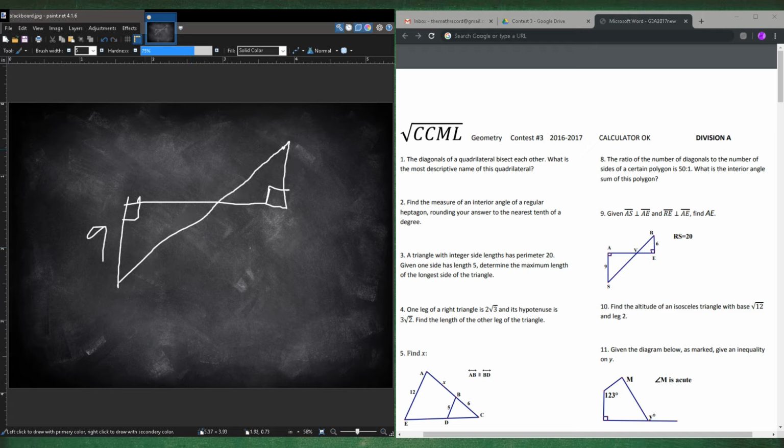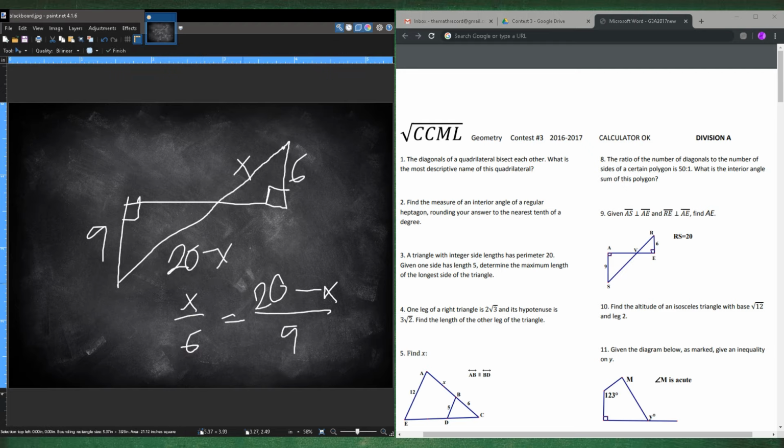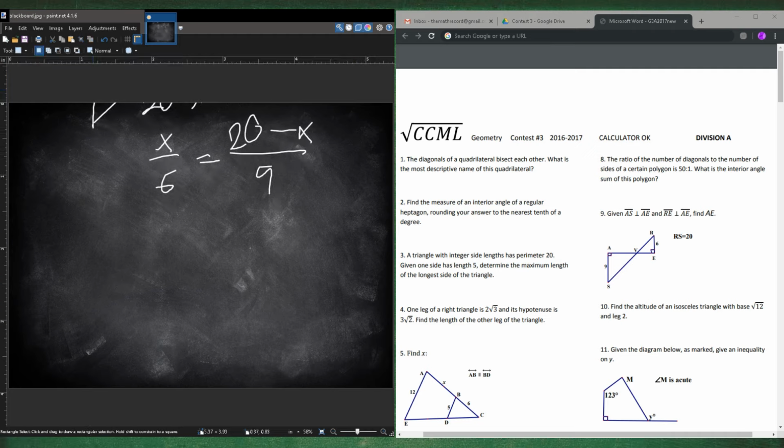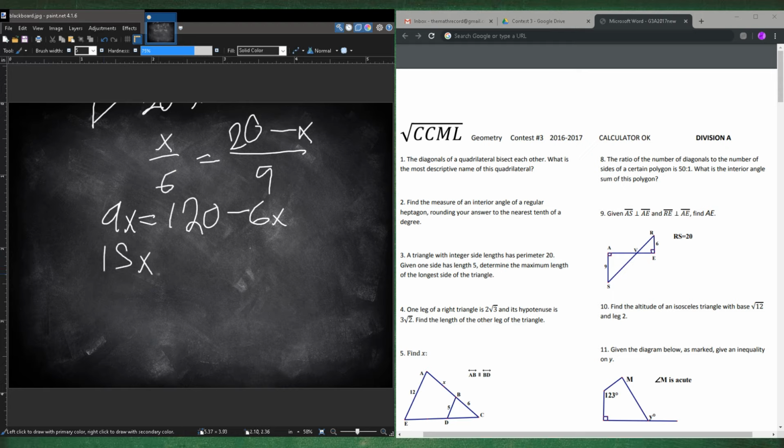So basically, this is 9, and this is 6. Let's call this x, and we'll call this 20 minus x, because this entire length is 20. That tells us that x divided by 6 is equal to 20 minus x divided by 9, because it's similar. Cross multiplying, we have 9x is equal to 120 minus 6x. Add 6x to the other side, so 15x is equal to 120. And 120 divided by 15 is equal to 8. So x is equal to 8.